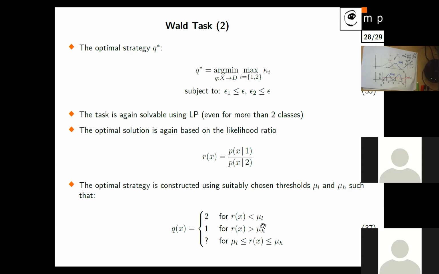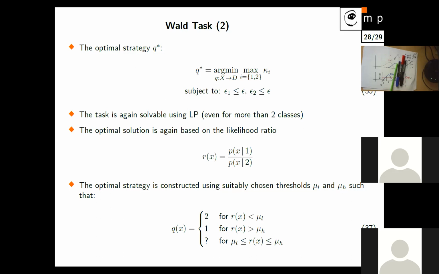And you can imagine that you set the mu L and mu H exactly like we did in the Neyman-Pearson problem. We start from infinity and start going down until we reach a position where the error on class 2 has reached the limit. Then we start from 0 and go up, deciding for class 2 until the error on class 1 has reached the limit. And whatever is in between, you have to say don't know. And that's the optimal solution for this Wald problem.